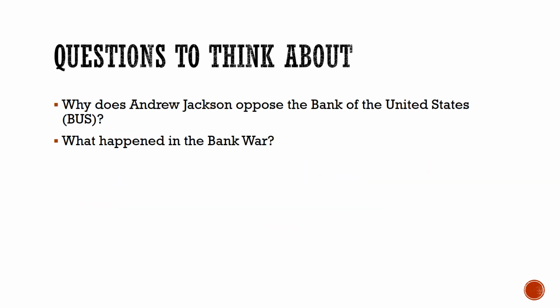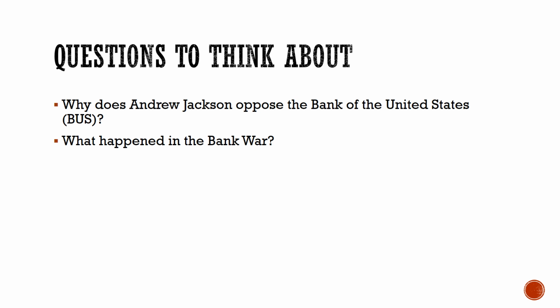In the end, the Bank of the United States would never be rechartered. And part of the reason why we don't have a Bank of the United States today is because of Andrew Jackson. So going back to our questions to think about, why does Andrew Jackson oppose the Bank of the United States? It's because he believes it's unconstitutional. He believes that it is an overextension of the power of the federal government.